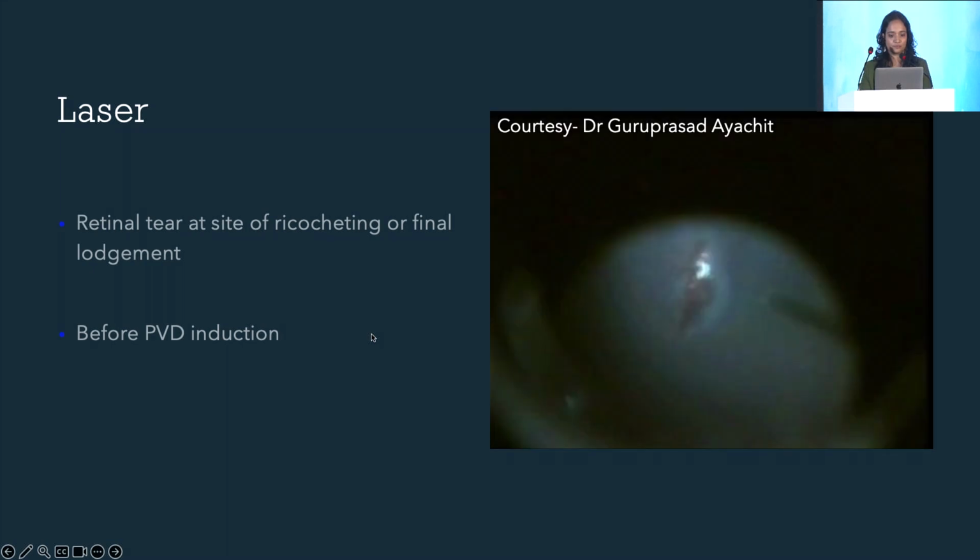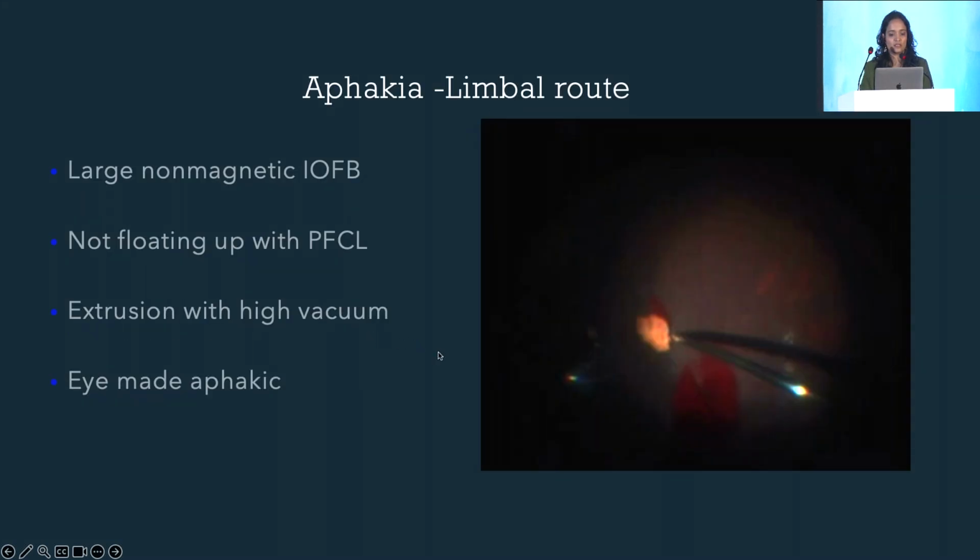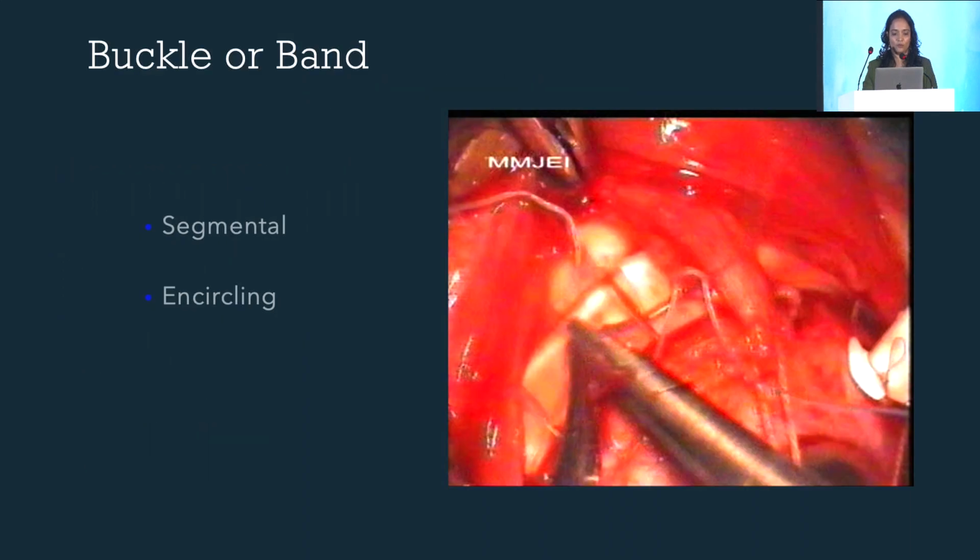So of course, if the patient has been rendered aphakic in the first stage of the surgery, a limbal route is also preferable because the limbus is much more forgiving than the pars plana, and it can accommodate much larger foreign bodies and especially non-magnetic foreign bodies. Also, you can float it up with PFCL and use an extrusion with high vacuum if it is not coming with any forceps or a magnet. This I am talking about non-magnetic foreign bodies.